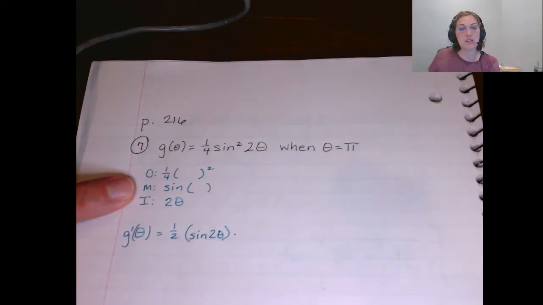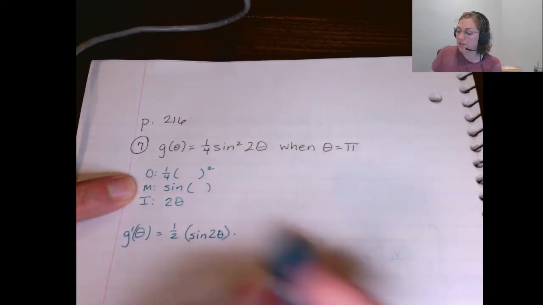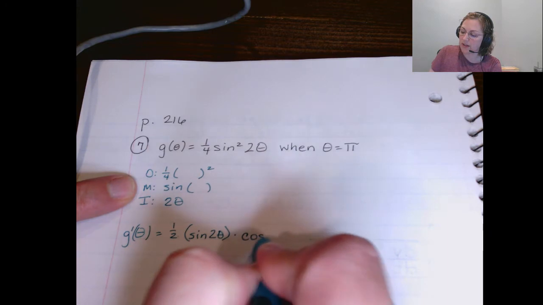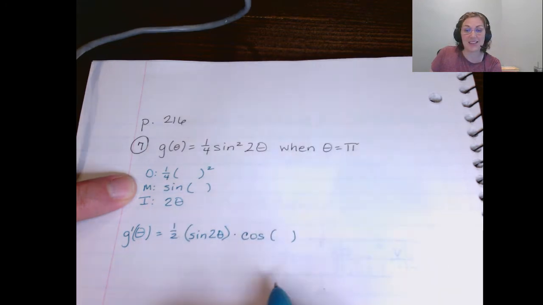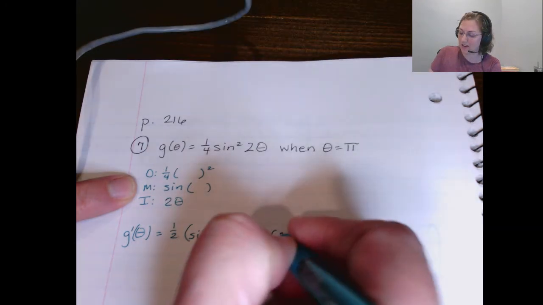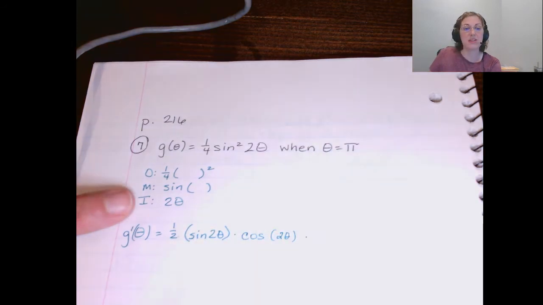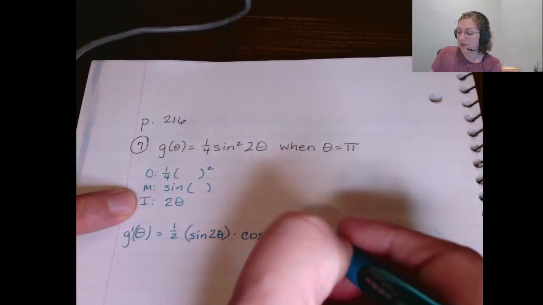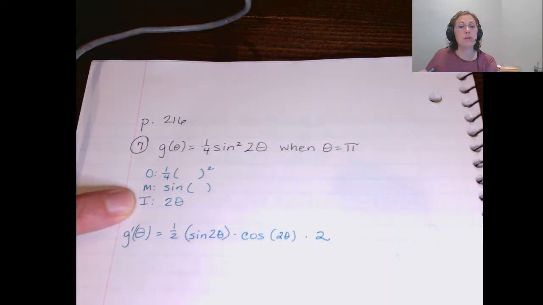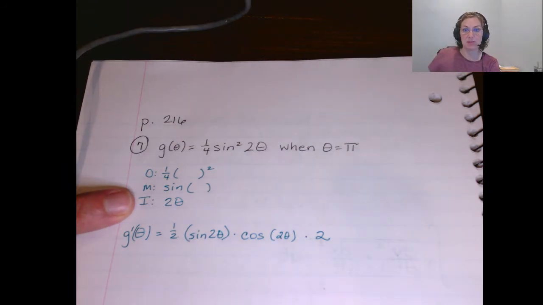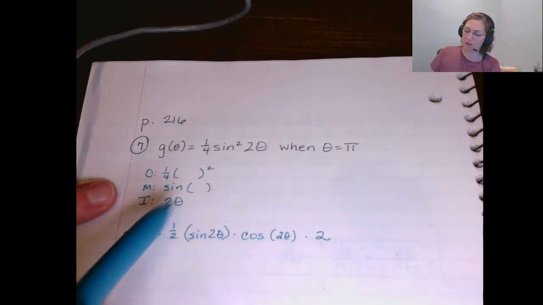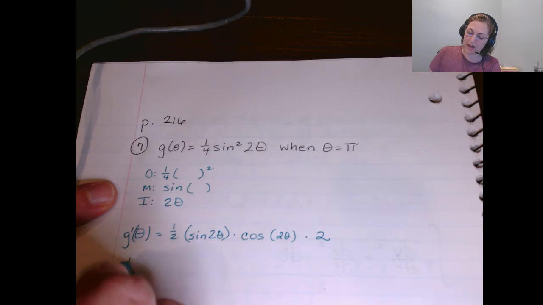Now we'll multiply by the derivative of the middle function. The derivative of sine here is cosine of something. That something was 2 theta. And then we multiply by the derivative of 2 theta, which is 2. Remember, this 2 is not going to be multiplied by the 2 theta. It's actually coming in front to multiply by this 1/2.